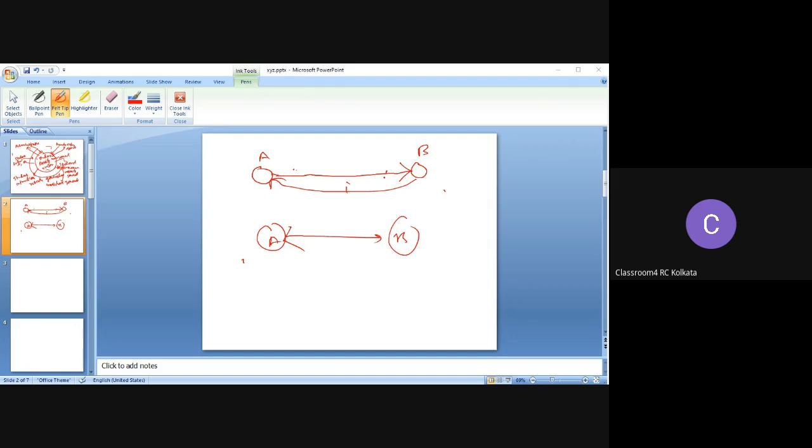Another point is, analog signal can travel long distances, but digital signal cannot travel long distances. It is the main difference.